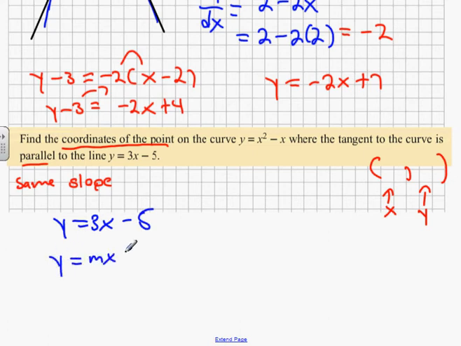mx plus c. It says it's parallel to this line. That means it has the same slope. What is the slope of this line? How do you know it's 3?